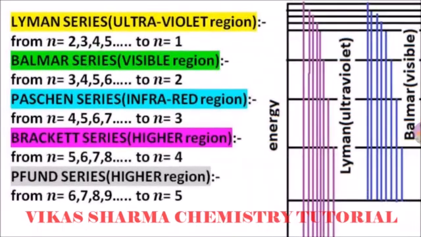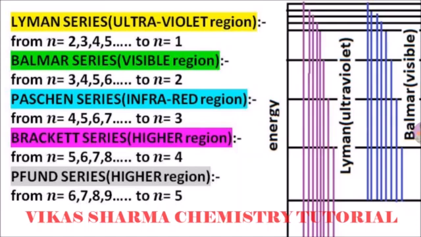The first one is the Lyman series. It is known as the ultraviolet region, when the electrons come from n equal to 2, 3, 4, 5 to the ground state, n equal to 1. The Balmer series, which is known as the visible region, is when the electron comes from 3, 4, 5, 6 to n equal to 2.